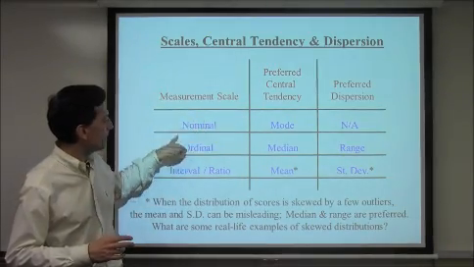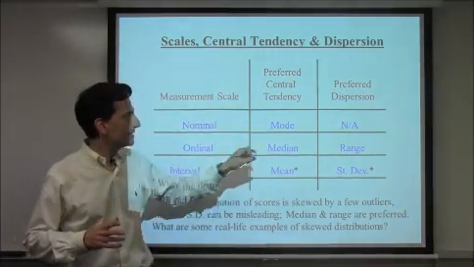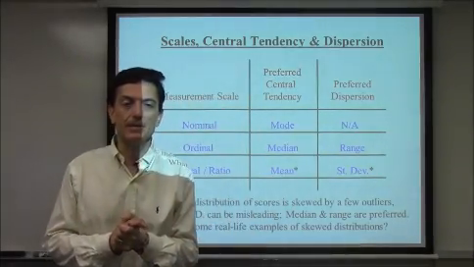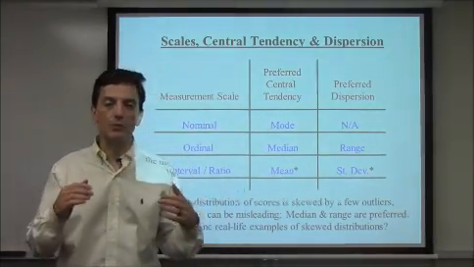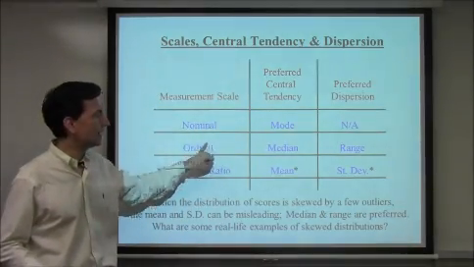And we might say that about the nominal scale, our preferred central tendency is the mode, and it doesn't really make sense to talk about the dispersion when we have such a rudimentary scale. But we can begin talking about dispersion once we get a slightly more refined scale, and we're up to either an ordinal scale or a rank scale.